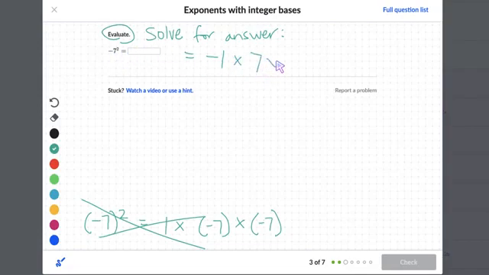That 7 is squared. So each time we have a positive 7, and it's being multiplied 2 times. Okay, so our final answer is going to have that negative, because that negative needs to be added to the end. And then we have 7 times 7, which is 49. So this answer is negative 49.